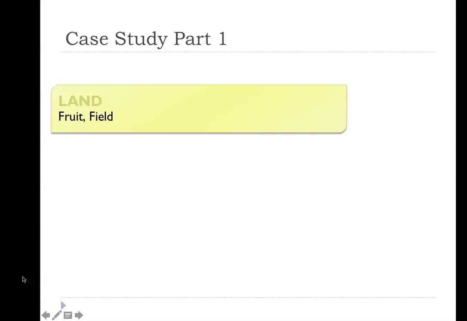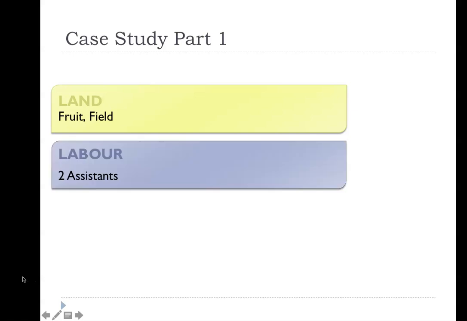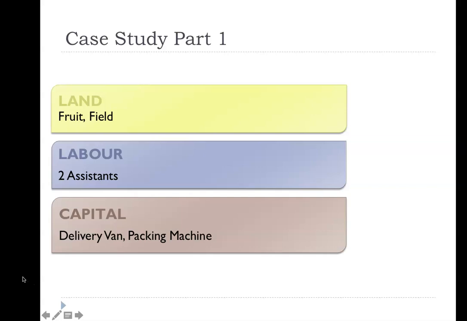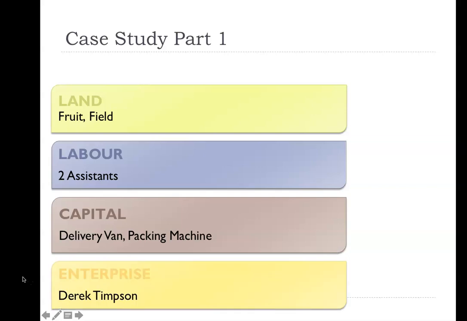So for case study part 1, for land you should have got fruit and field. For labour I would have said his 2 assistants. For capital I would have said delivery van and the packing machine. And for enterprise it was Derek Thompson himself. So this one was nice and simple, just highlighting anytime you saw a factor of production. You didn't actually have to put them into different sections, it was just me showing you.